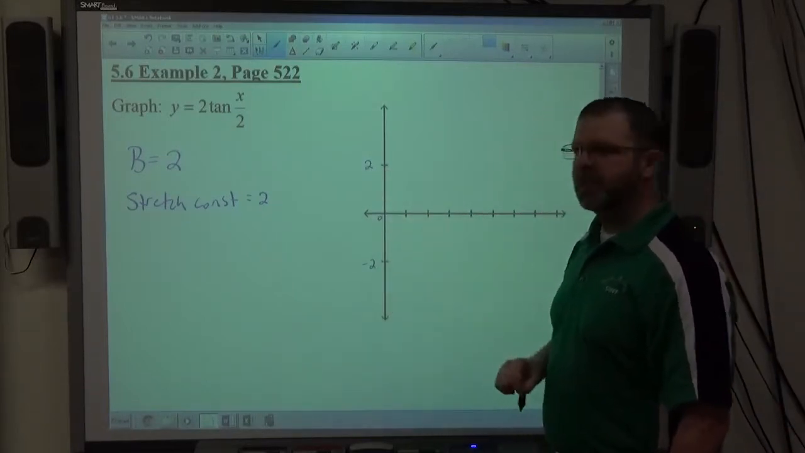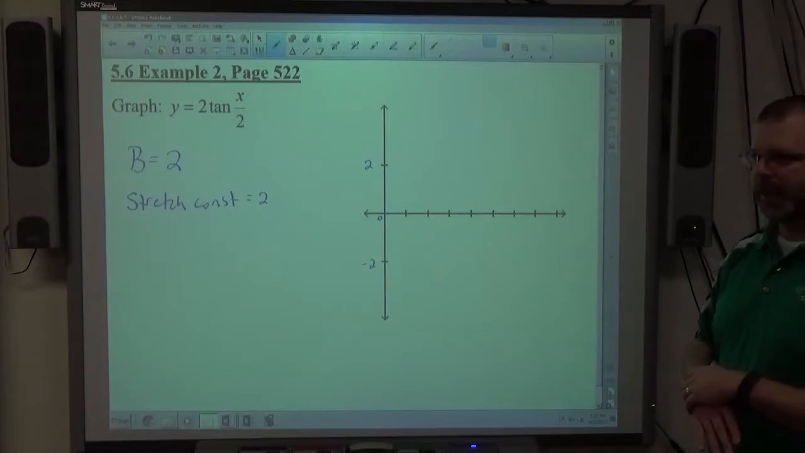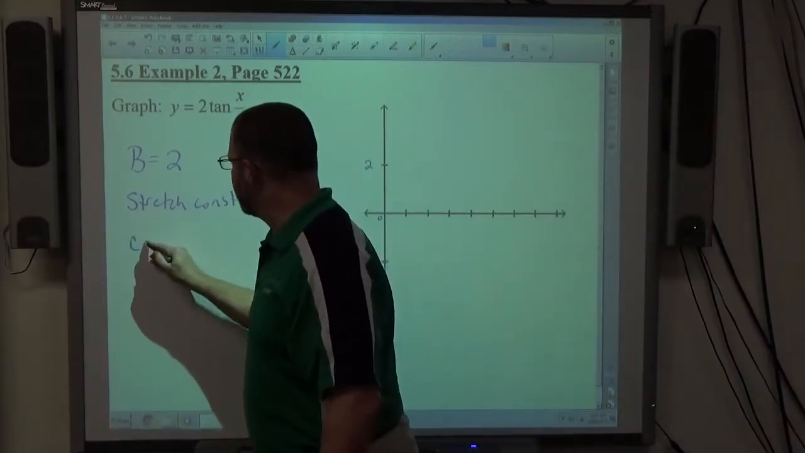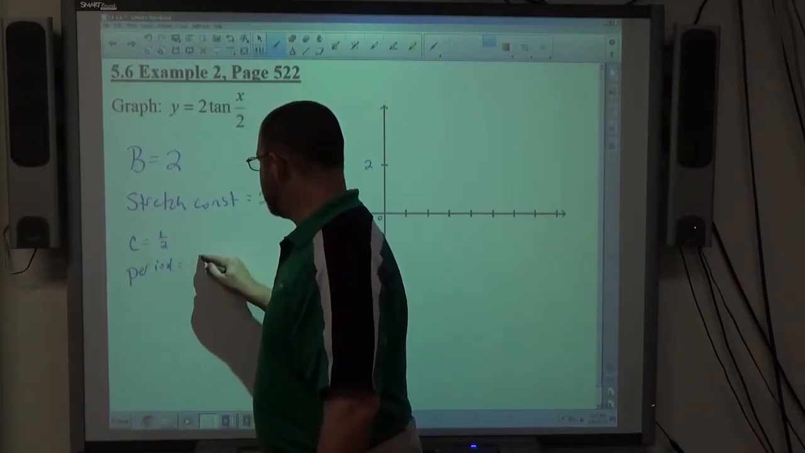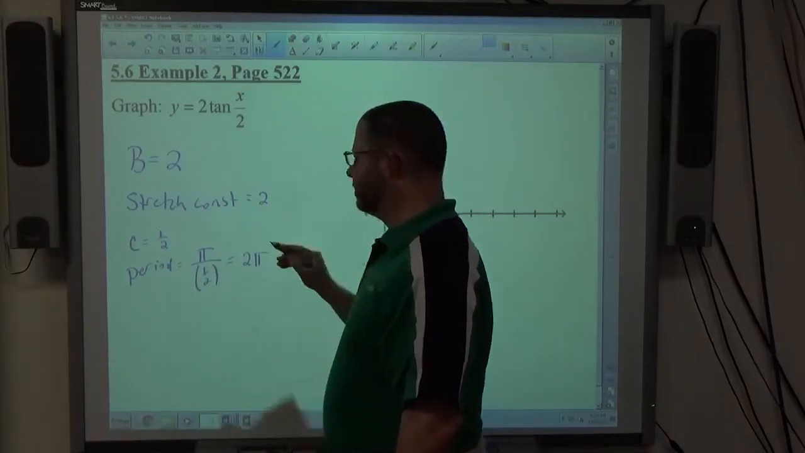And again, all that does for me is tell me where to go up and down on the y-axis to represent how high up I go for that dot. The other thing I can see here is that c's value is equal to 1/2, which means my period on this one is going to be pi over 1/2, which equals 2 pi.